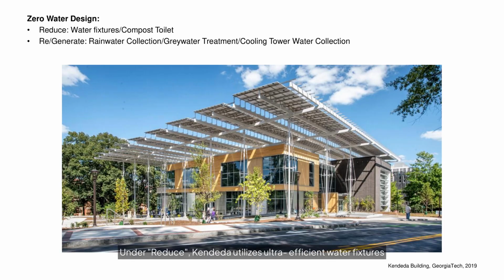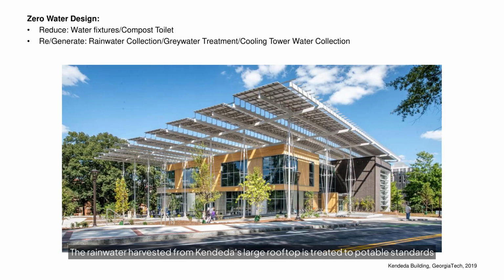Under reduce, Kendeda utilizes ultra-efficient water fixtures and notably composting toilets to virtually eliminate water use for sewage. Composting toilets turn waste to compost without using flush water, drastically cutting potable water demand. Under regenerate, the building has a comprehensive system including rainwater collection, greywater treatment, and even cooling tower water collection.